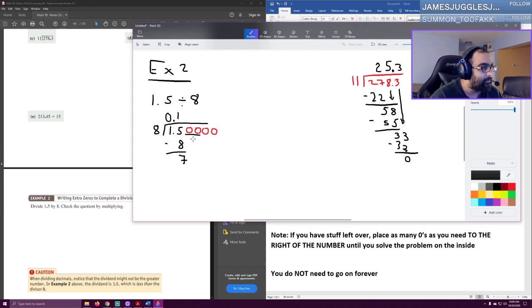Okay, so what we're going to do here is take this last part, bring down this 0, and go through the same steps once again. 8 goes into 70 8 times. So that'll be 64. Bring down the next 0. And again, you can repeat as many zeros as you want. 8 goes into 60, let's see, 7 times.